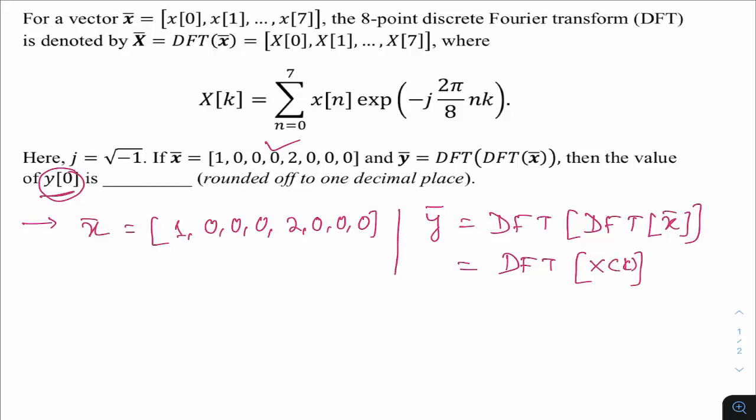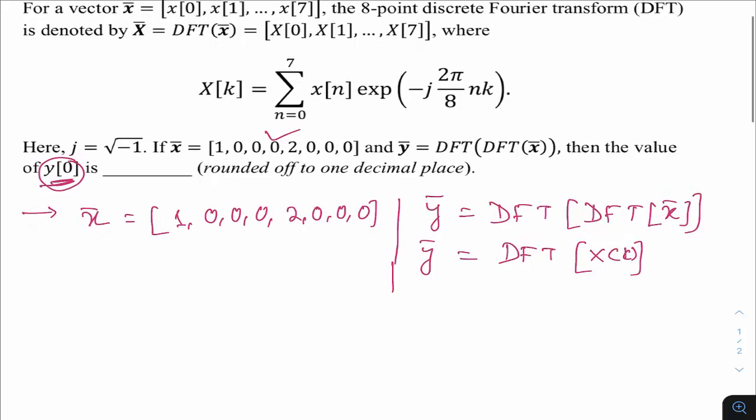DFT of small x bar is capital X of k. So your y bar is DFT of X of k. And in this function, we have to find the zeroth sample because y of 0 is what is required. So my approach will be, first to get the value of this X of k. That is, I have to evaluate this DFT of x bar. Now, let me name g of n as 1, 2. This is what your g of n is.